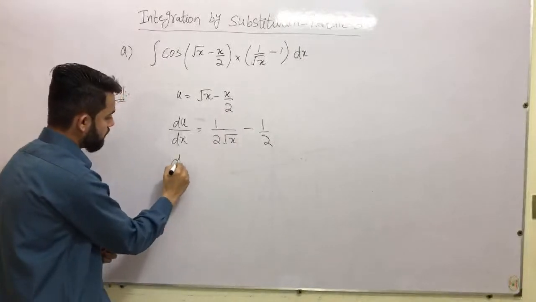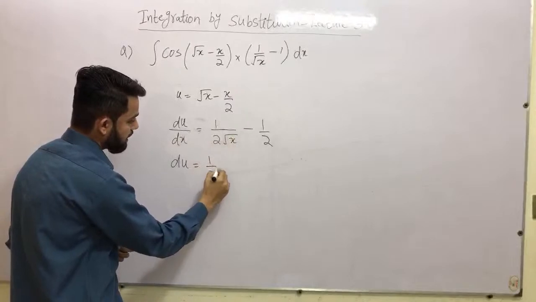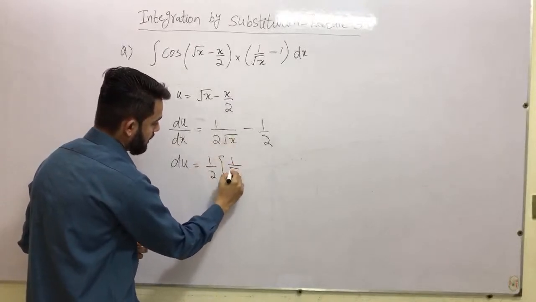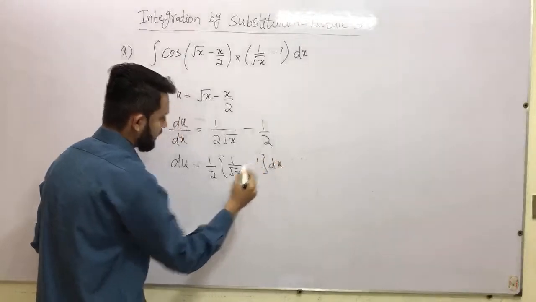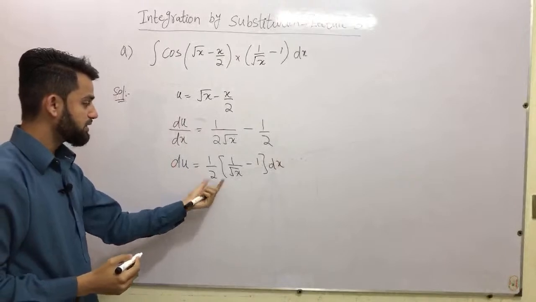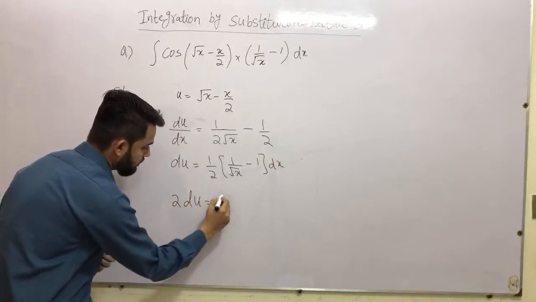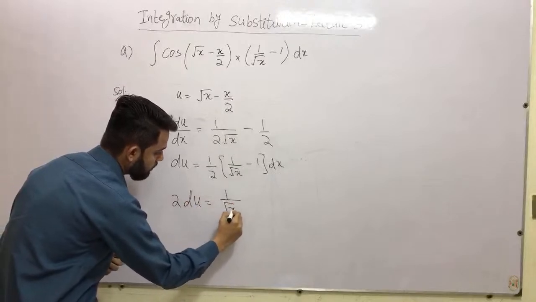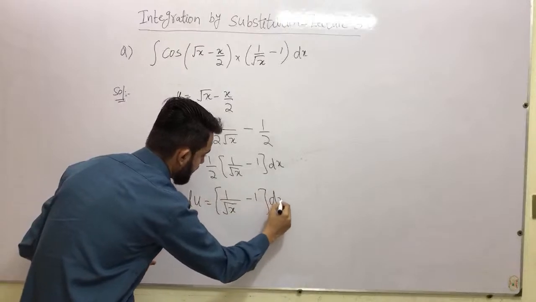Okay, so what I am going to do now is shift dx to the other side. I am taking 1 over 2 as common, 1 over square root x minus 1, and we have dx here, all right. If I keep 2 here, that's fine, but I am going to move it to the other side. So 2 du equals 1 over square root x minus 1 into dx.